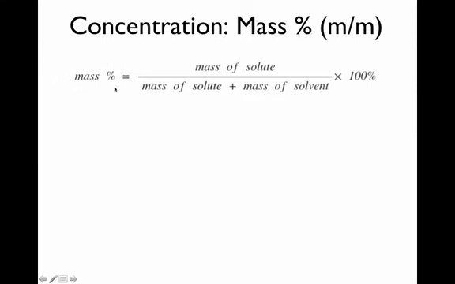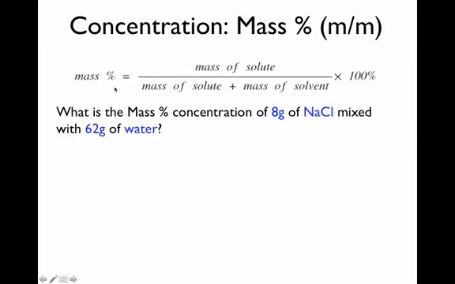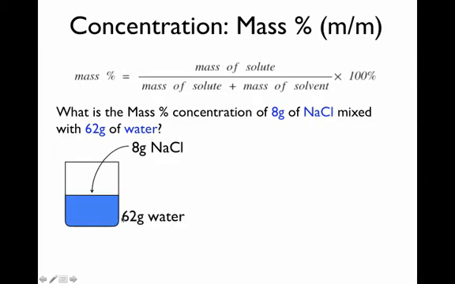So, excuse me, if this is a little bit confusing, if it seems like I'm putting the cart before the horse, let me give you an example. And this might help clarify what is going on with this equation. So the question is, what is the mass percent concentration of 8 grams of table salt mixed with 62 grams of water? So the idea visually is this.